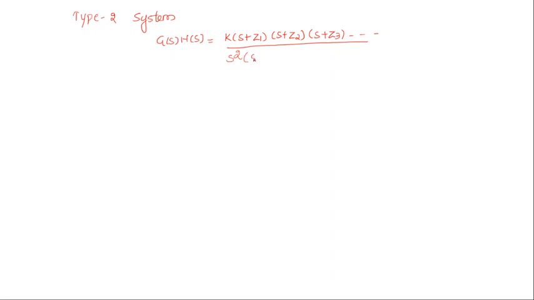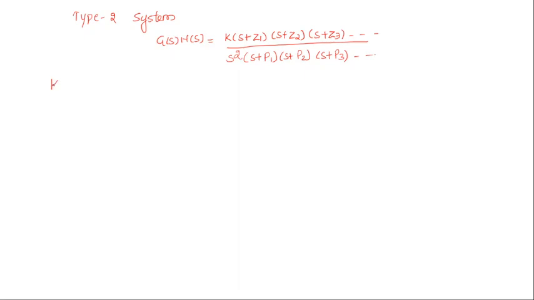So for type 2 system, what is G of s into H of s? The number of poles at the origin is 2, that means a constant K multiplied with (s plus Z1)(s plus Z2)(s plus Z3) and so on, whole divided by s power 2 into (s plus P1)(s plus P2)(s plus P3) and so on.